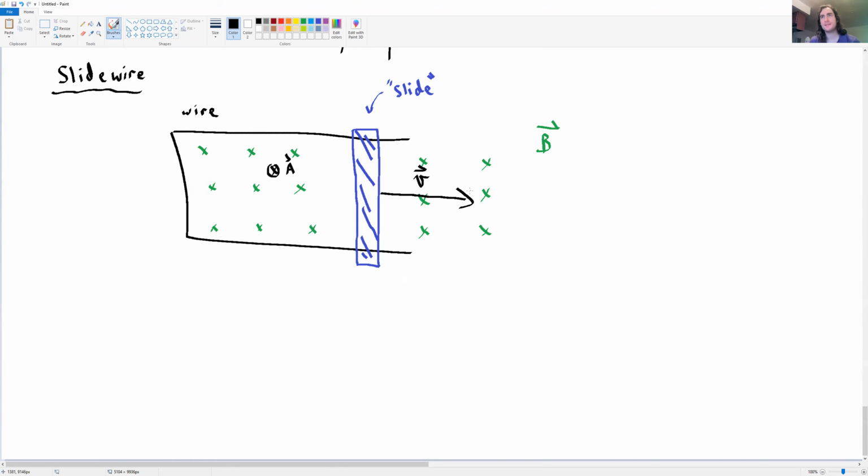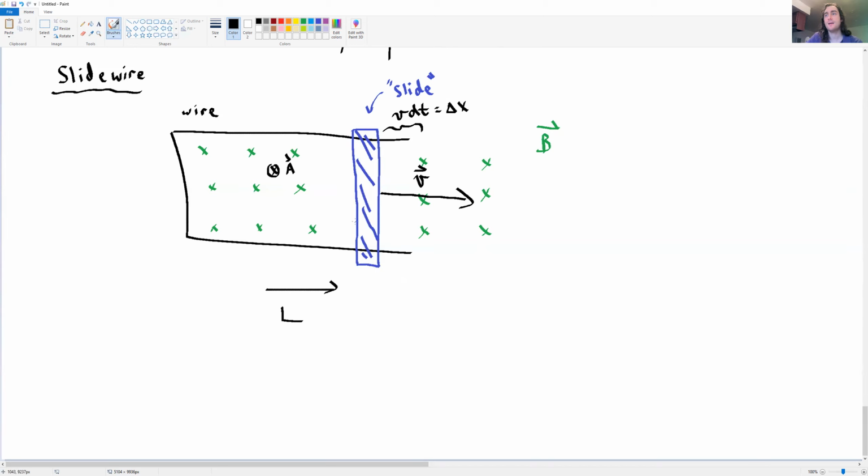Well, if I move this thing with a velocity v, then I'm increasing the area of this loop, right? So if I increase the area of the loop, how much is it going to increase by? Well, it's going to increase by an amount v dt. This is delta x here. That's how much the length here is going to change. So this is the length, right? How much does the area change?